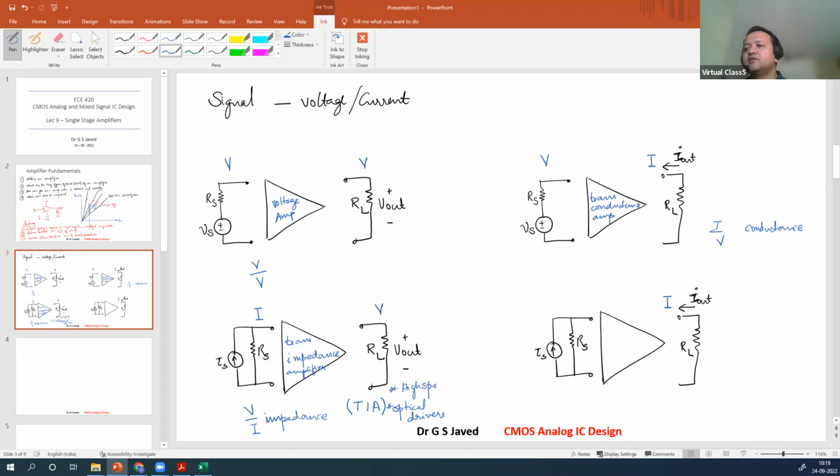TIA is needed a lot because you will have a lot of small current input. You need to multiply to a very large voltage output. So you will use a lot of TIA in those conditions, right?